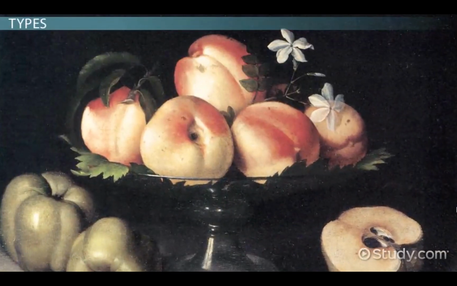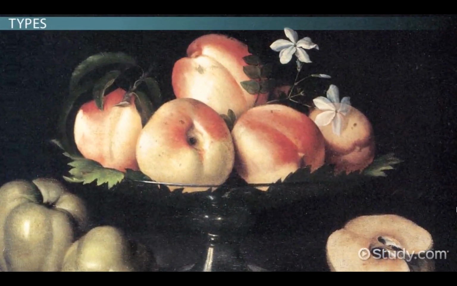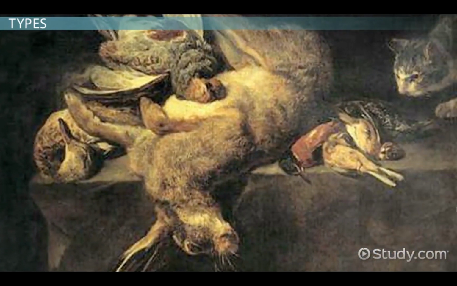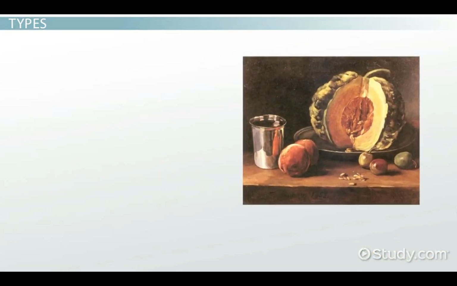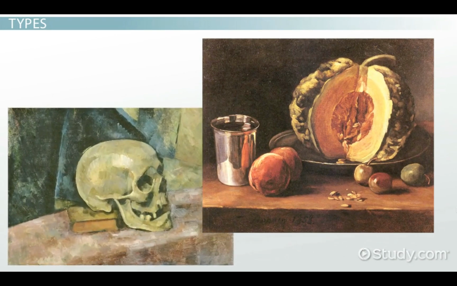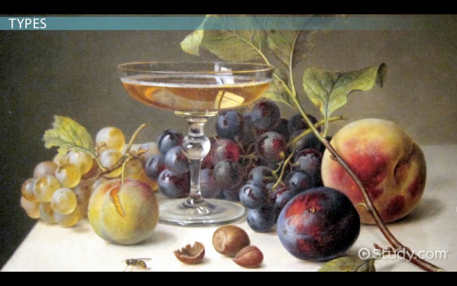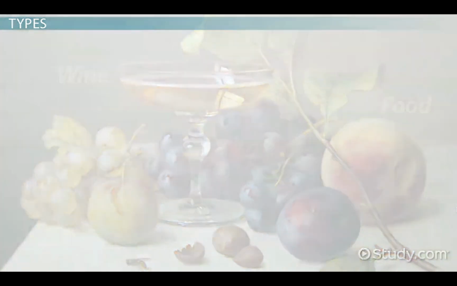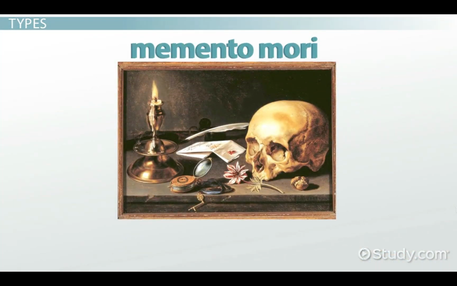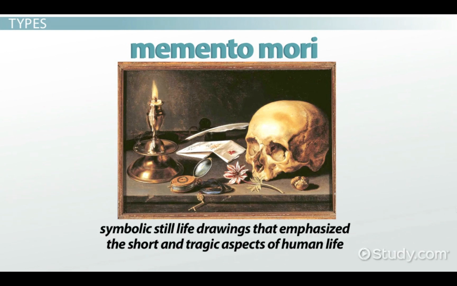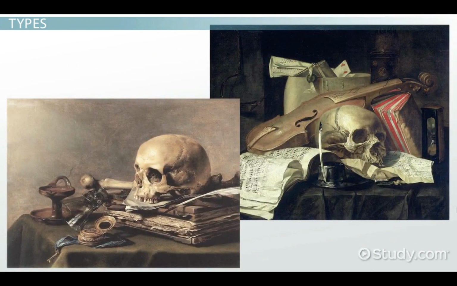In spite of its poor reputation, European artists began exploring still life drawing as a way to communicate messages to their viewers. During the 1600s and 1700s, still life drawings expressed celebration or mortality. Celebratory still life drawings included objects like food, wine, and anything else that showed how awesome life really was. By comparison, memento mori works were symbolic still life drawings that emphasized the short and tragic aspects of human life. They included morbid objects like skulls, hourglasses, and clocks, all signs that death is coming, and quickly.